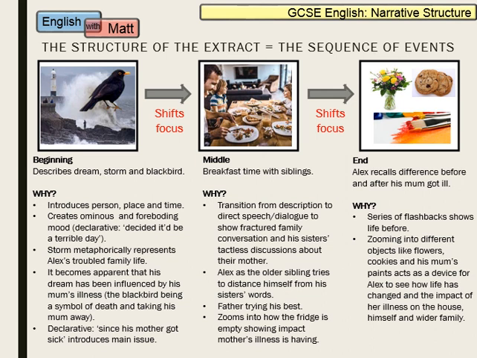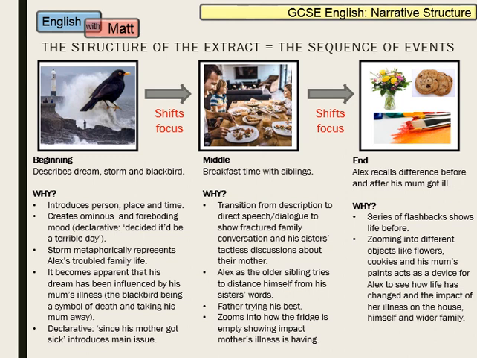Obviously, we go from inside to outside, so we go from an internal to external shift or transition. It becomes apparent once we realise that the mother is ill that the nightmare has been inspired by his mum's illness. The blackbird becomes a symbol of death and taking his mother away, and he can't do anything to stop it. So clearly, his dream has been influenced by the reality of his life at the moment. And that's emphasised in that declarative, "since his mother got sick," which introduces the main issue of this extract.